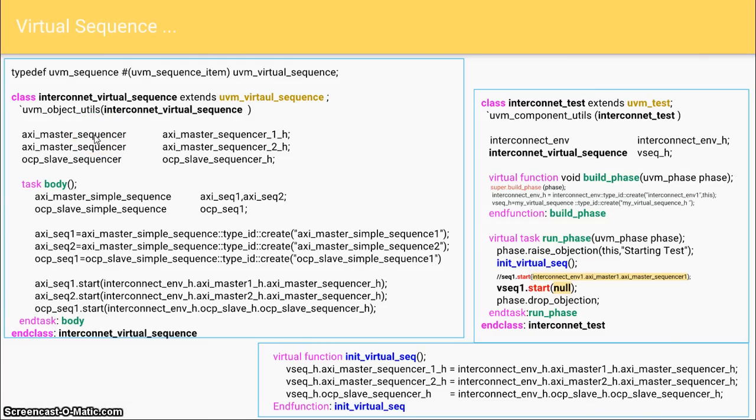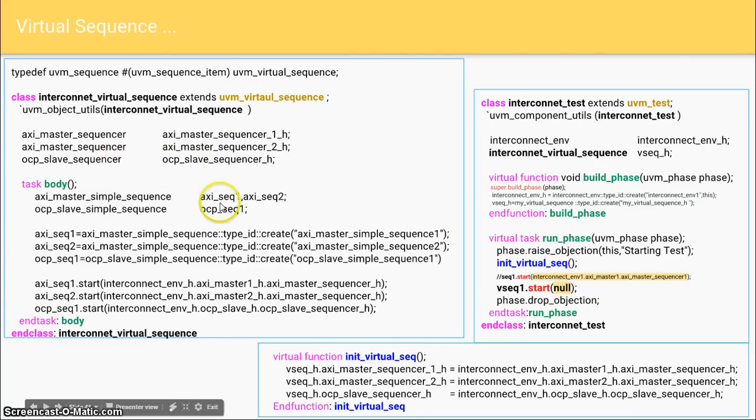The next important step is, in the virtual sequence that you are going to define, you should have the handles to all the sequencers in the environment. In our example, we had three agents, and therefore we should add the handles to the three different sequencers which are sitting in these three agents. Thus, we are declaring two AXI master sequencer handles, like sequencer 1 handle and sequencer 2 handle, and the handle of the OCP slave sequencer.